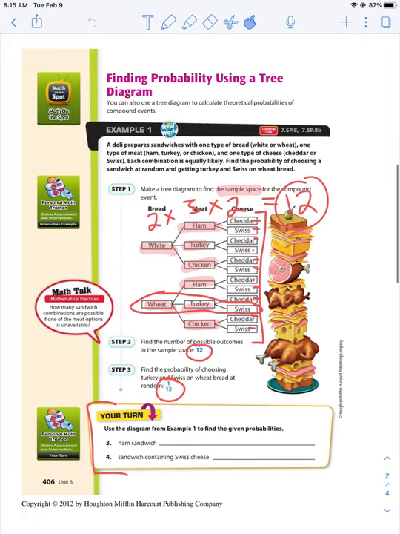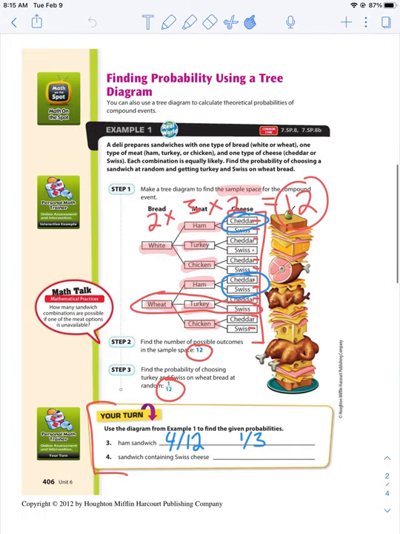All right, so use the diagram from example 1 to find the given probabilities. A ham sandwich, well, that would include, here, I'll switch my color. Ham sandwich would include these outcomes and these outcomes, so that's 4 out of the 12 possible. We could also figure that out by knowing that ham is one of the 3 types of meat. So ignoring the type of bread and the type of cheese, it's still 1/3. Meaning the probability is 1/3 that a ham sandwich is chosen.